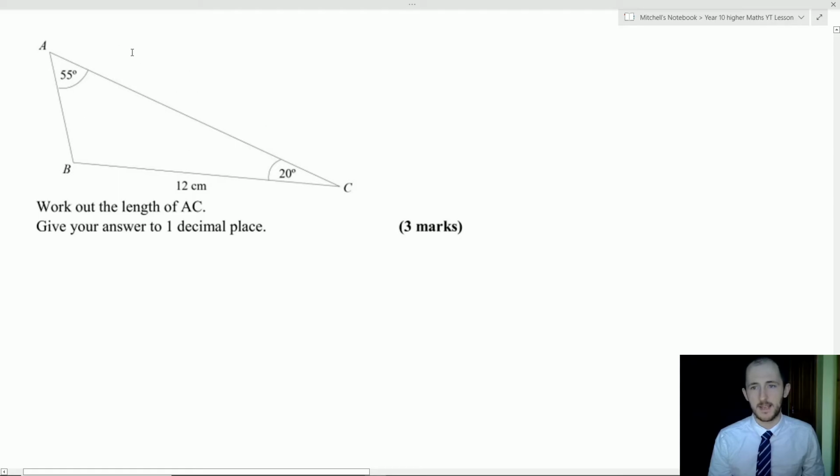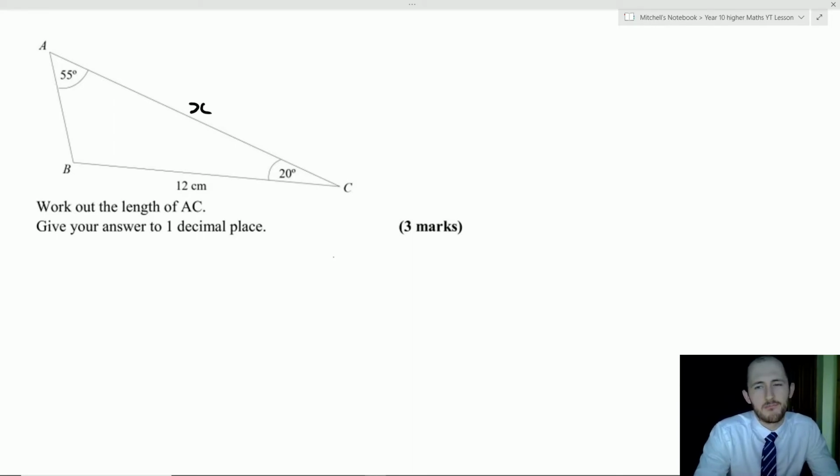And working out a length again, AC. Here we go, right? Yes. I've already seen something very interesting in this question. Very interesting indeed. So we're looking for the length AC, which is this one here. I'm going to label it X for now. Okay?